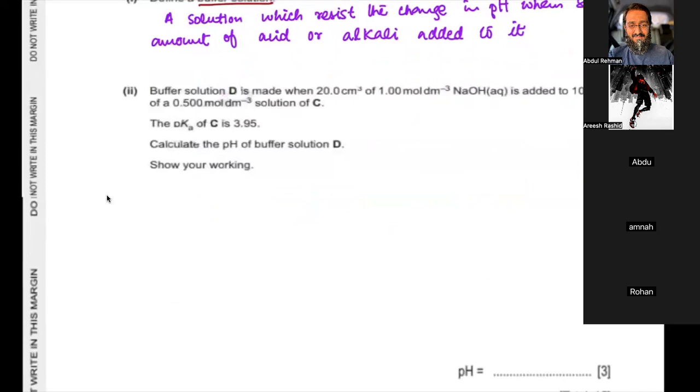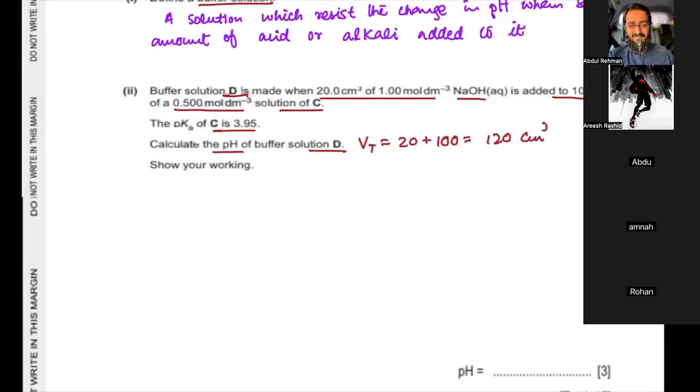Buffer solution D is made when 20 centimeter cube of 1 mole per dm cube NaOH is added to 100 centimeter cube of 0.5 mole per dm cube solution C. The pKa of C is 3.95. Calculate the pH of buffer solution D. So first thing, the total volume of buffer, mixing 20 centimeter cube and 100 centimeter cube, is going to be 120 centimeter cube.